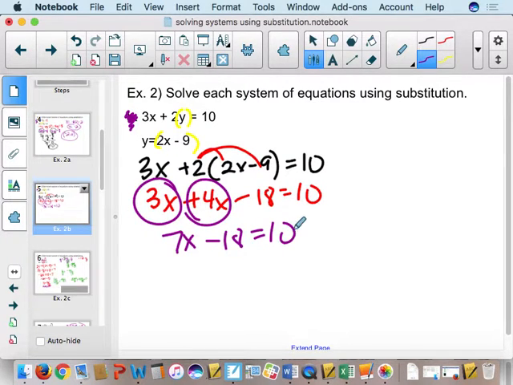So we need to add 18 over to get 7x by itself. So 7x now equals 28. We're going to divide both sides by 7, and the value of x is 4. What questions do you have right now on how we got x equals 4?